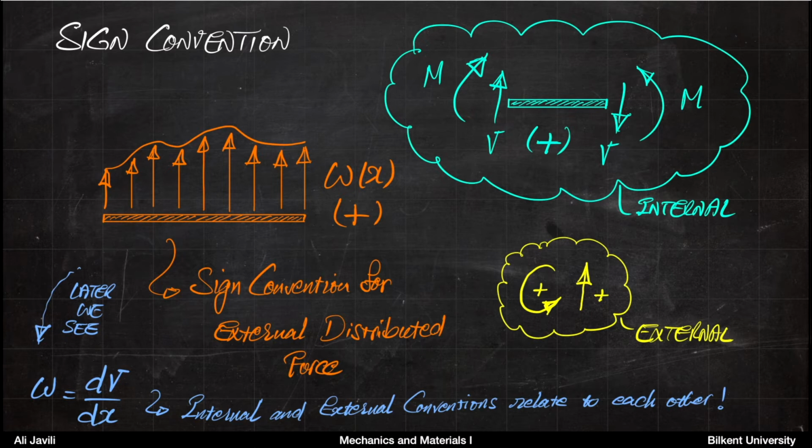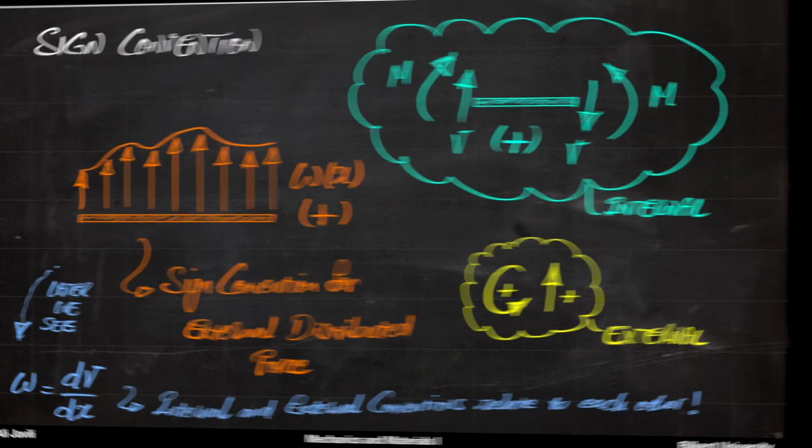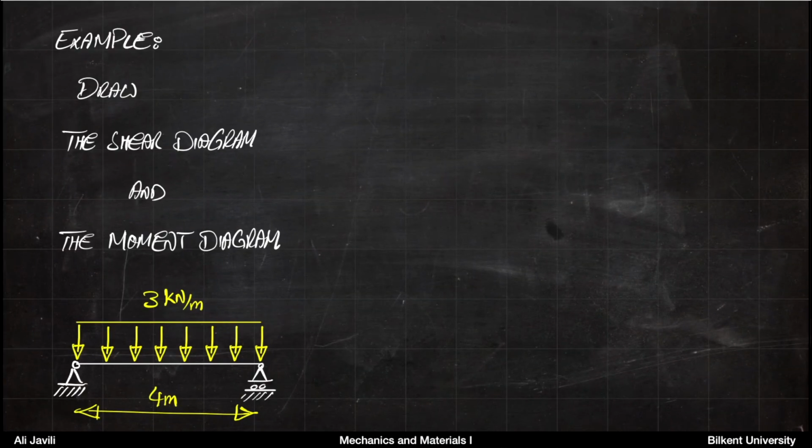Okay, now that we know the sign convention and we know how to calculate shear forces and moment at a point inside the beam, we want to go to a next example. So in this example, you have a beam with the length of 4 meters under a distributed load of 3 kilonewton per meter, and it's uniformly distributed. And you are asked to draw the shear diagram and the moment diagram. So basically the distribution of shear force along the beam and the distribution of moment along the beam.